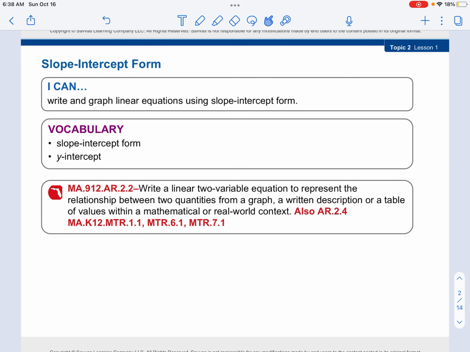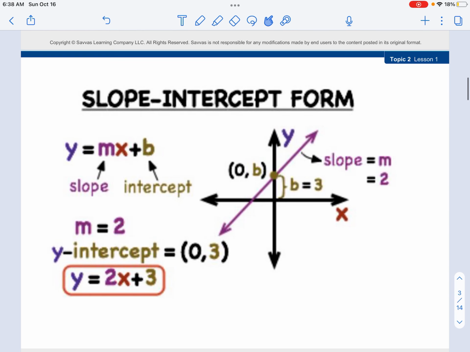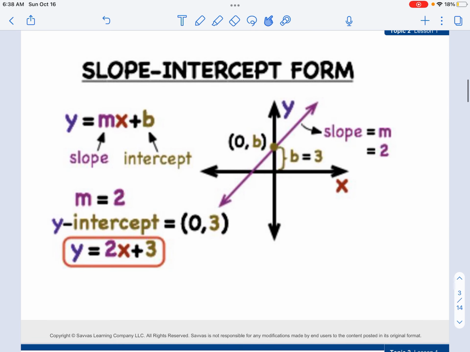In this lesson, you're going to learn how to graph equations in slope-intercept form. What is slope-intercept form? Slope-intercept form is y equals mx plus b, for which m represents the slope of your line, and b is going to represent the y-intercept.